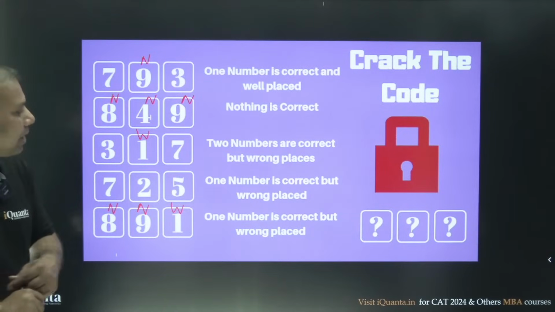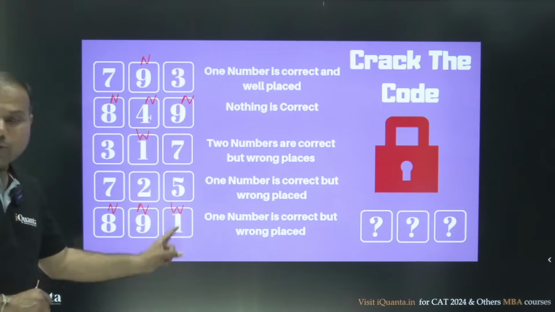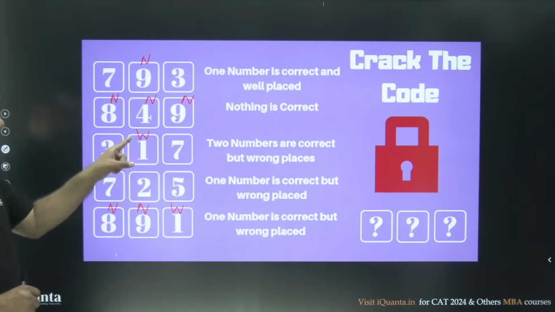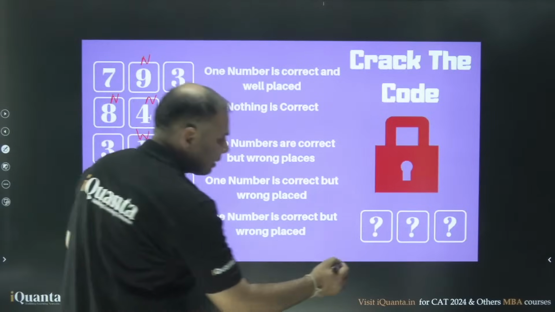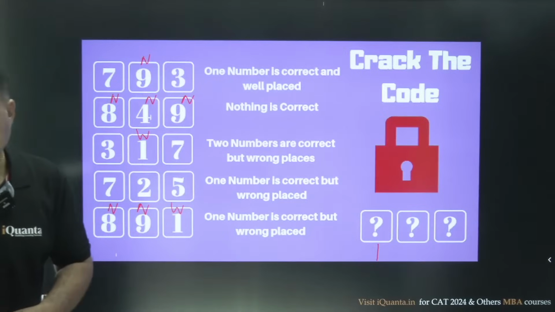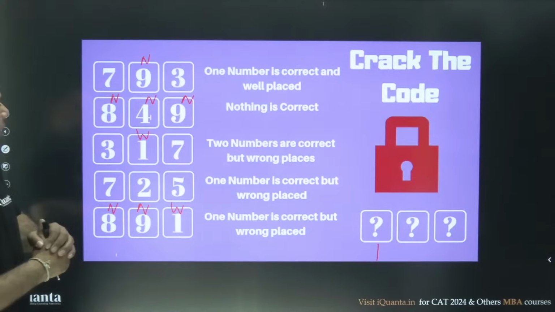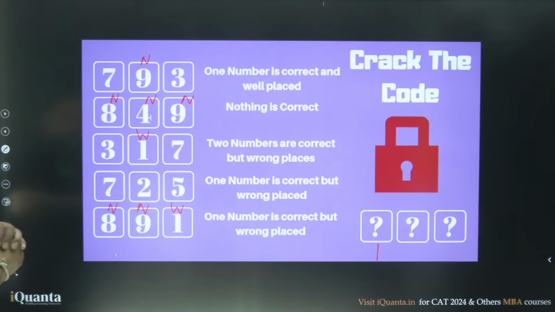So certainly 1 will come at the hundreds place, right? 1 will not come at this last place or ones place. 1 will not come at tens place. So certainly 1 will be there at the hundreds place. This code will start with the digit 1, right? That's the first part. Okay? Let's move further now. What else can we do?